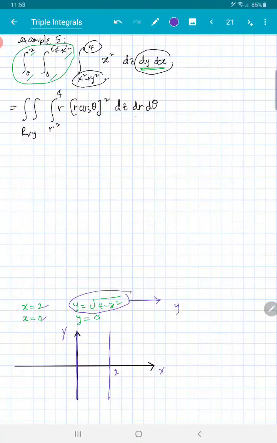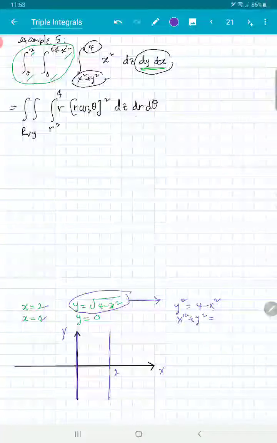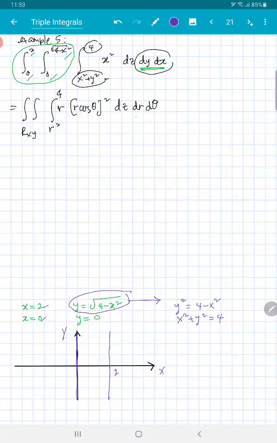So we're going to square both sides. So we have y squared on the left, and on the right we have 4 minus x squared. Rewrite the equation, then you can see that this is an equation of a circle of radius 2 centering at 0, 0, the origin. But refer back to the original upper limit of y, it's y positive, meaning that we only take the top half of the circle where y is positive.